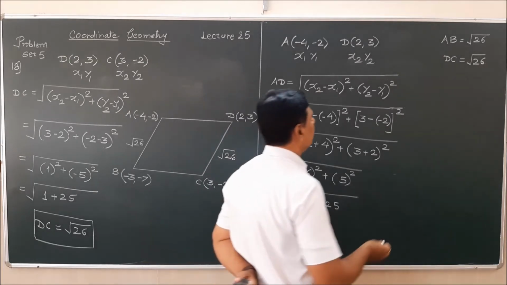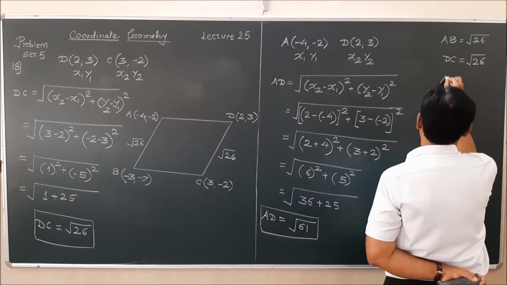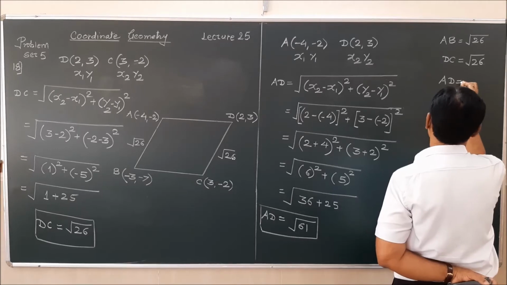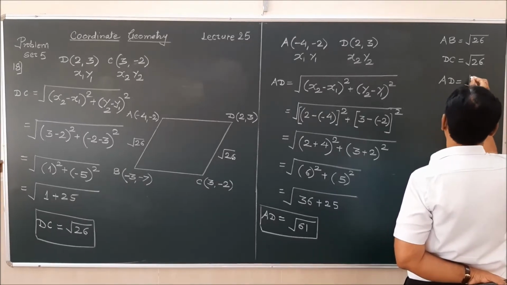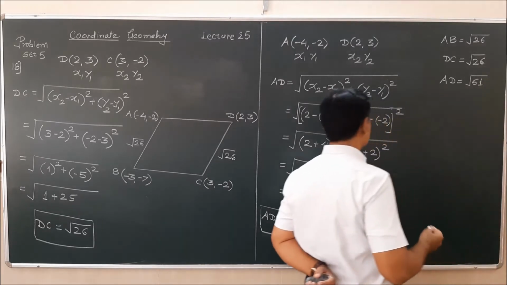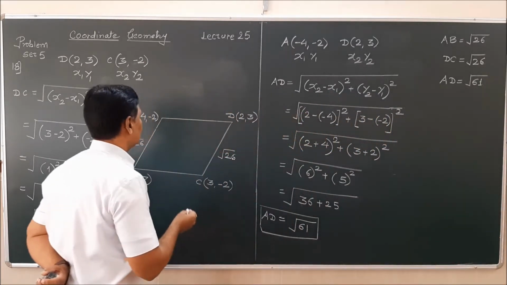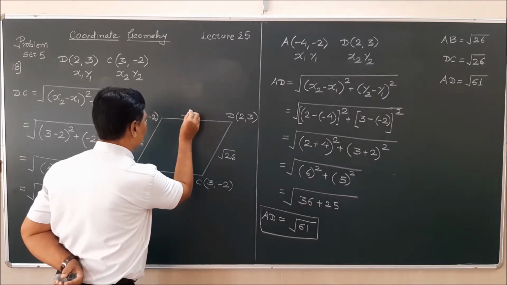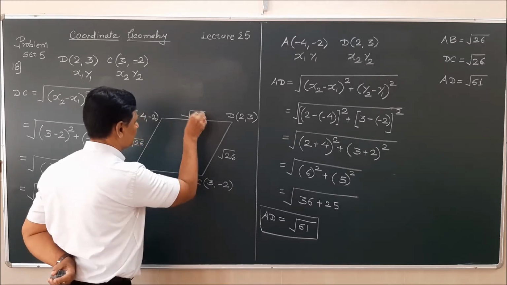So length of AD is equal to root 61. In the same manner, I got a root value of AD as root 61.